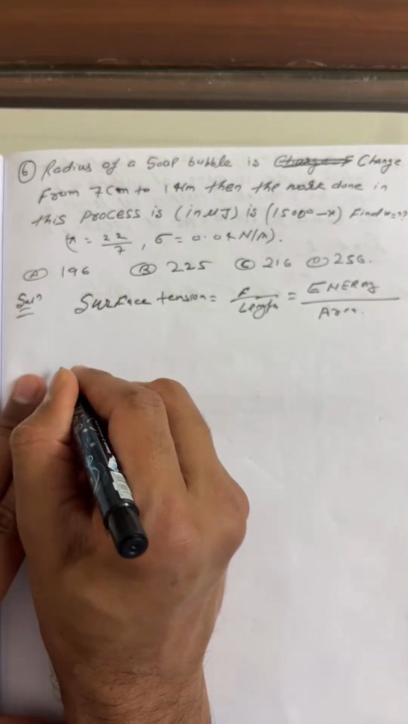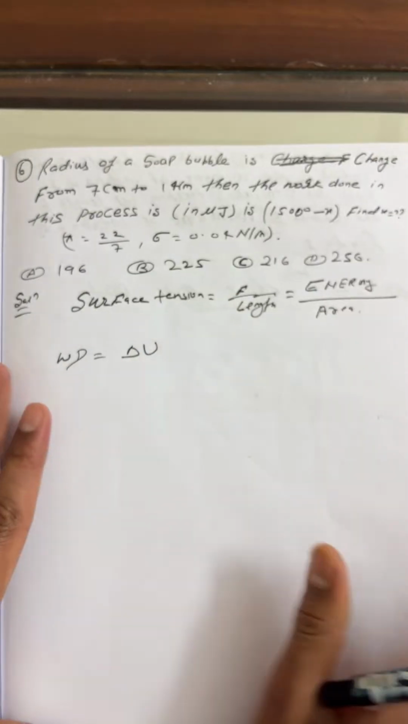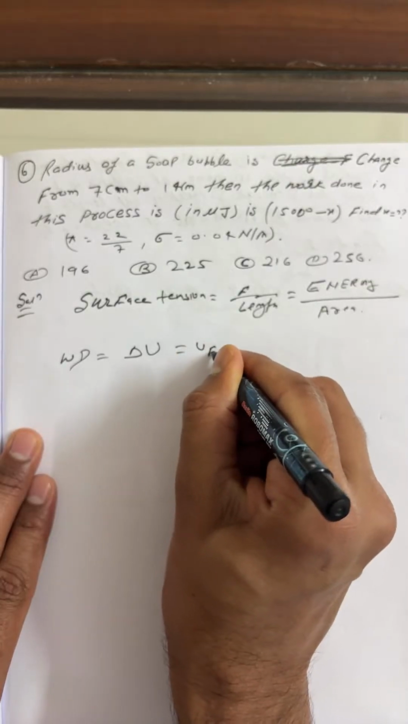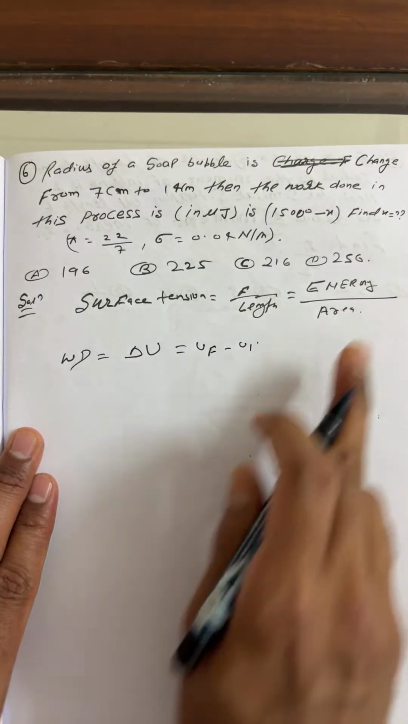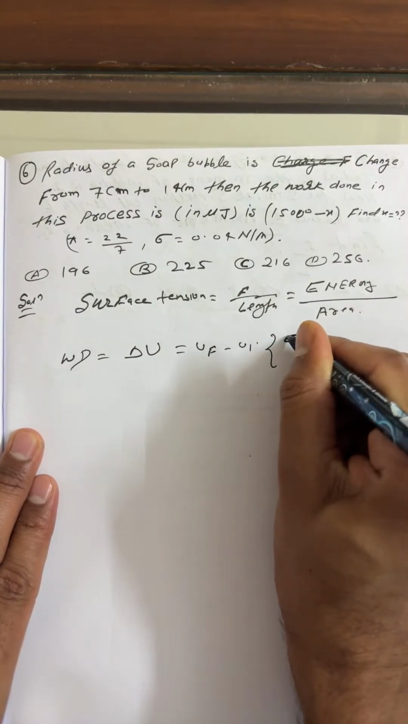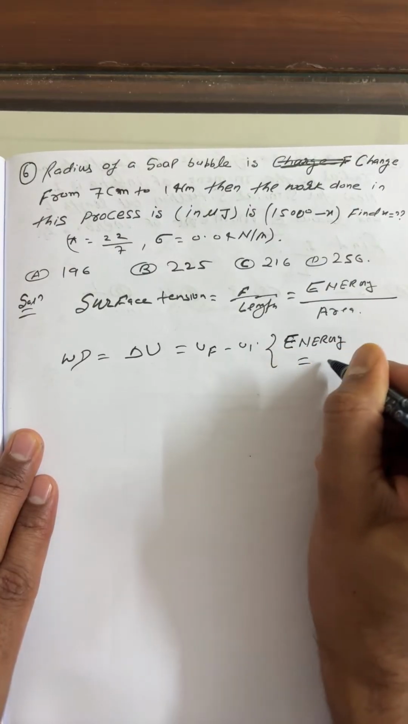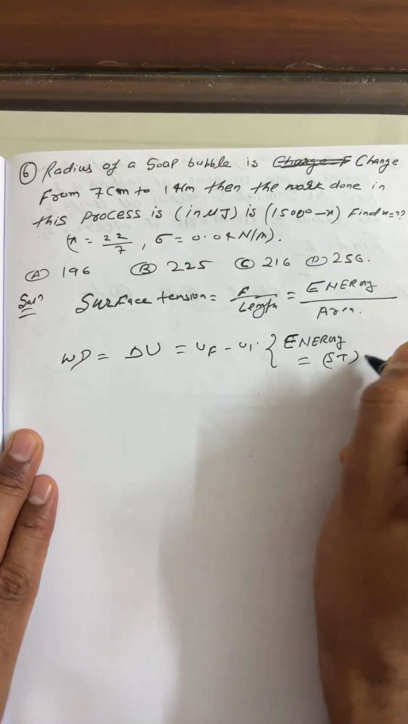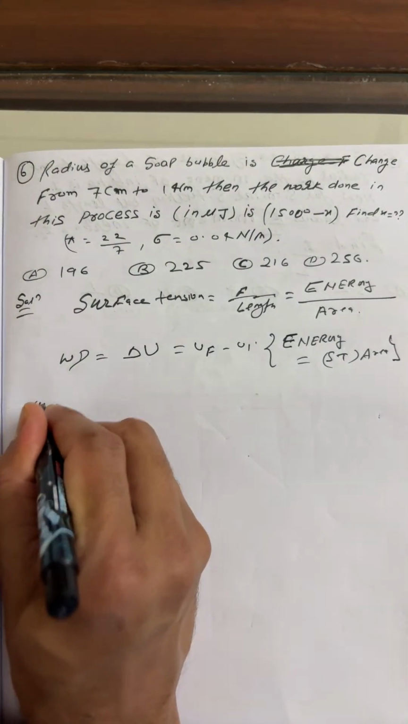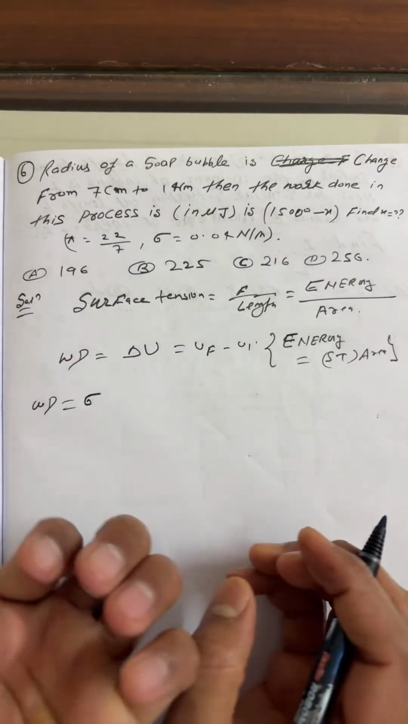So student, here we wish to find work done. What is work done here? Work done is nothing but the change in potential energy, or energy you can say. So here you need to find U final minus U initial, right? And energy is surface tension into area. You can say energy is equal to surface tension into area, beta. So work done, surface tension, this is sigma, and it's a soap bubble.